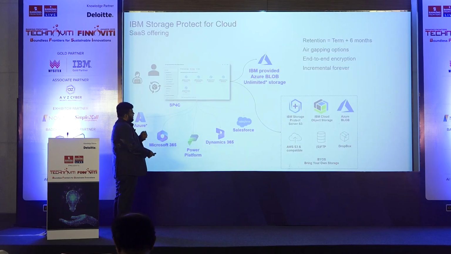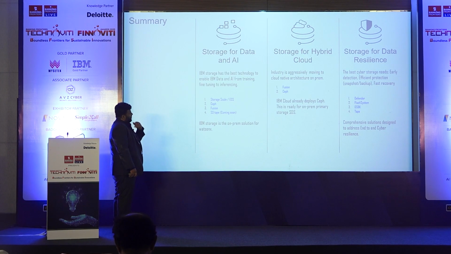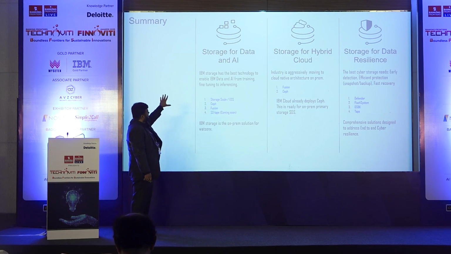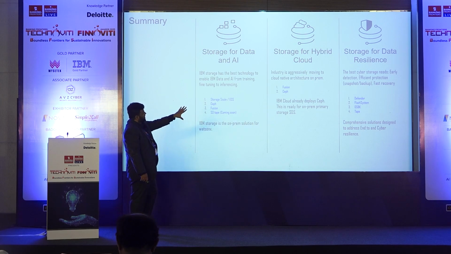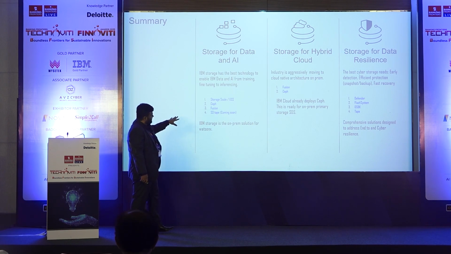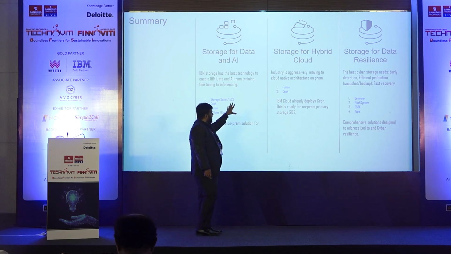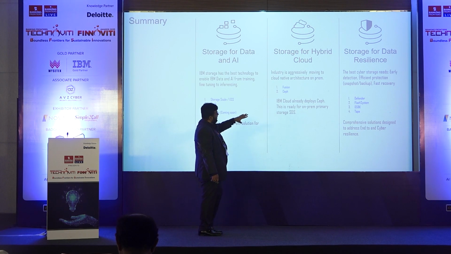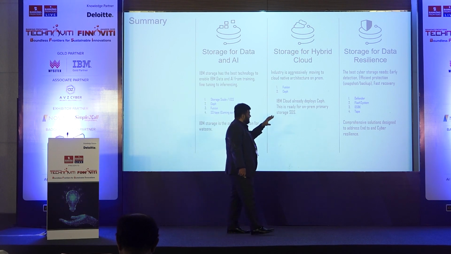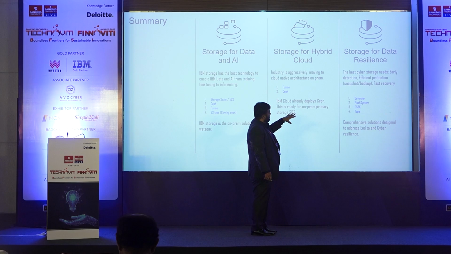I'm just going to skip this part too. So just in summary, what we have just seen is, we have seen that there are 3 verticals in which we have divided our offering. First is the storage for data and AI. It is the Storage Scale, Scale, Fusion, and S3 tape. We have already launched that. We have something for hybrid cloud, which is Fusion and Ceph. And we have storage for data resilience, which is Defender, FlashSystem, FS8K, DS8K, and tape.